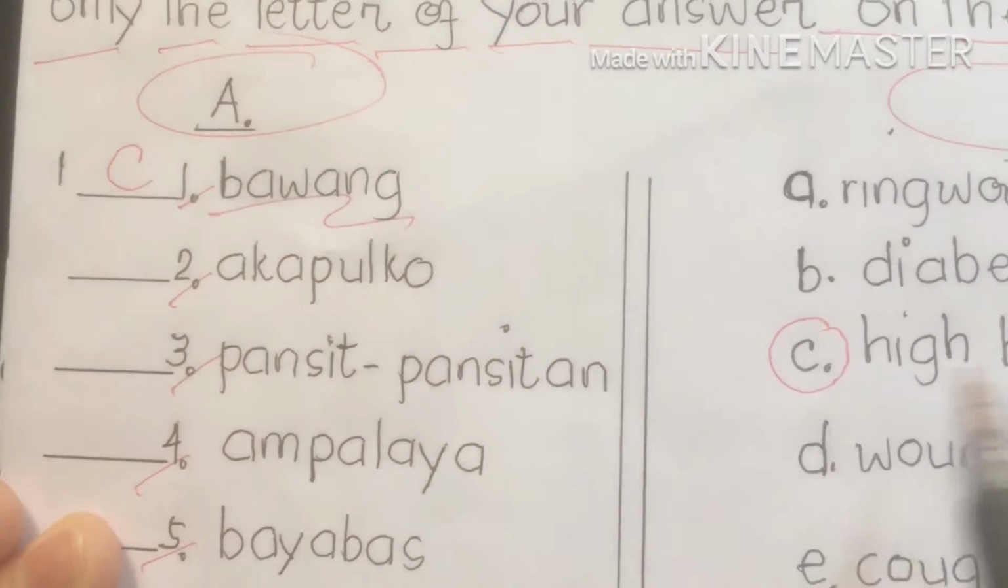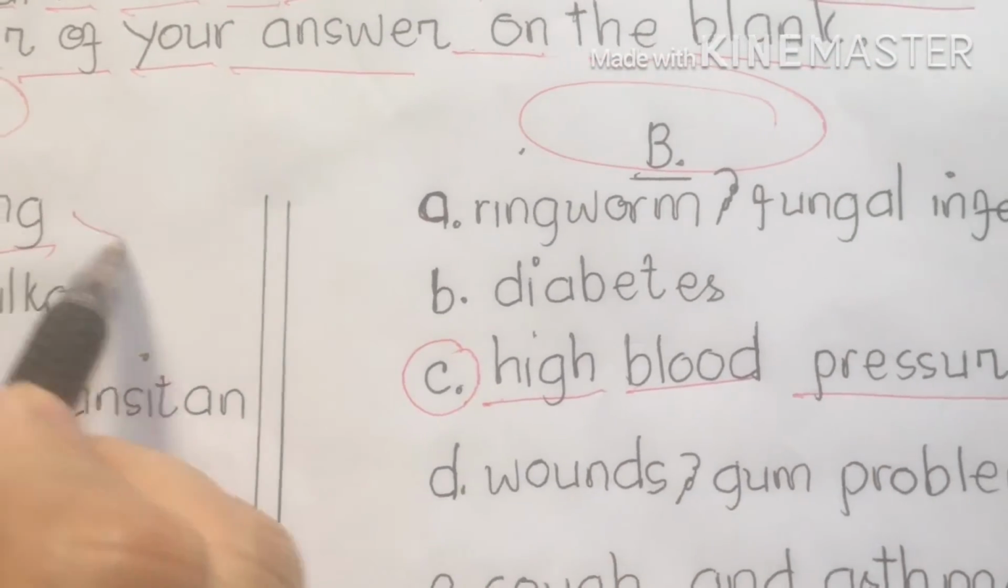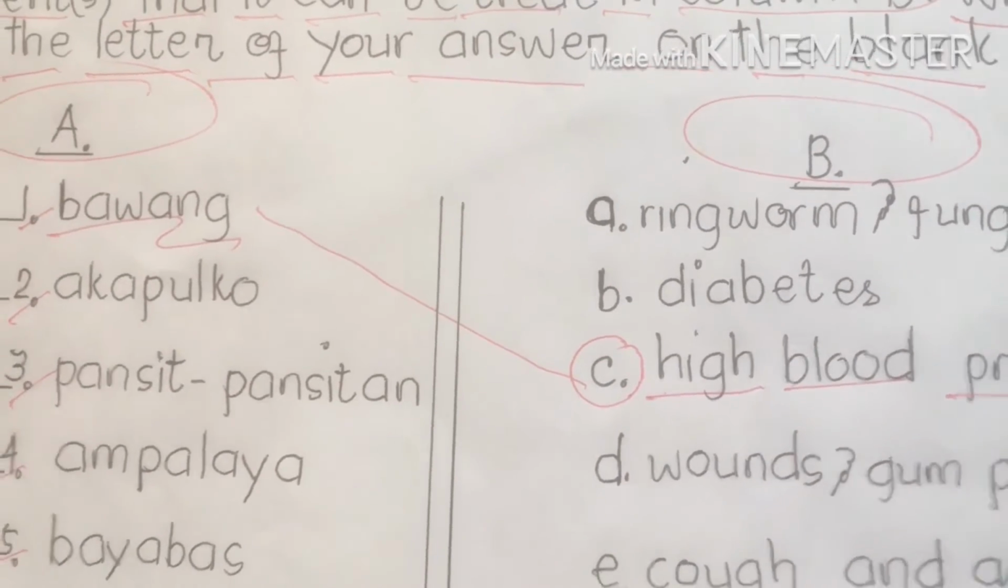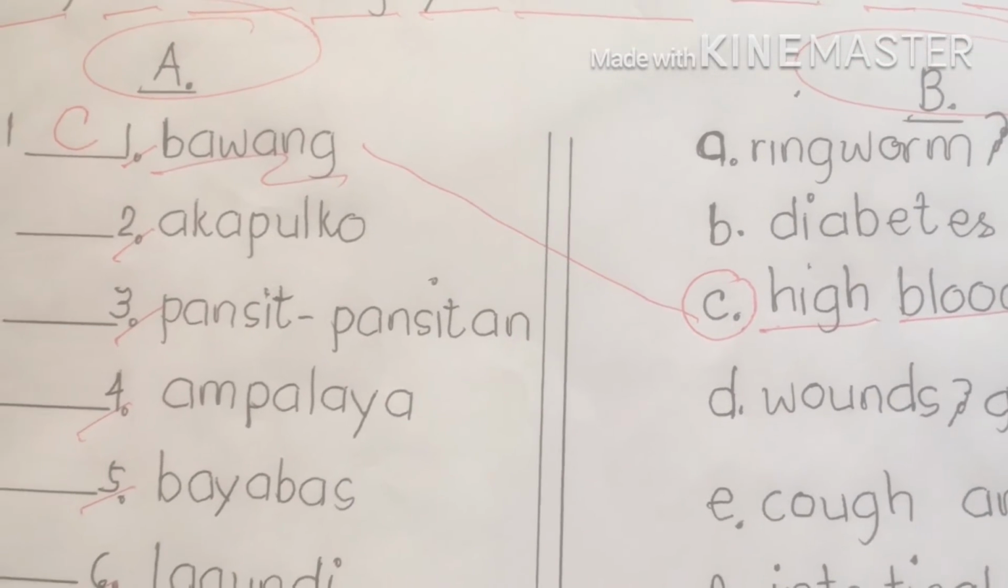And what is letter C? High blood pressure. Okay, that's bawang. That's letter C. So after encircling it, reading it, then you are going to match or draw a line to your answer.